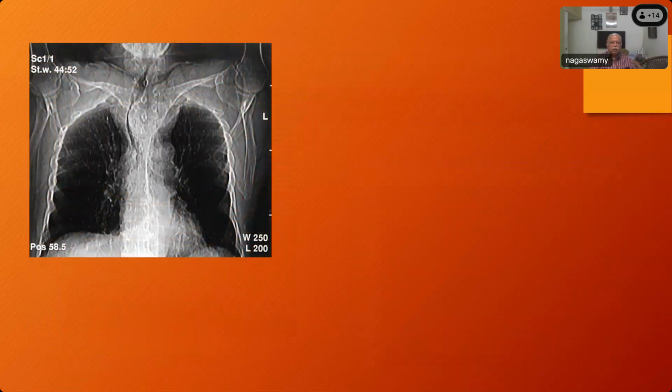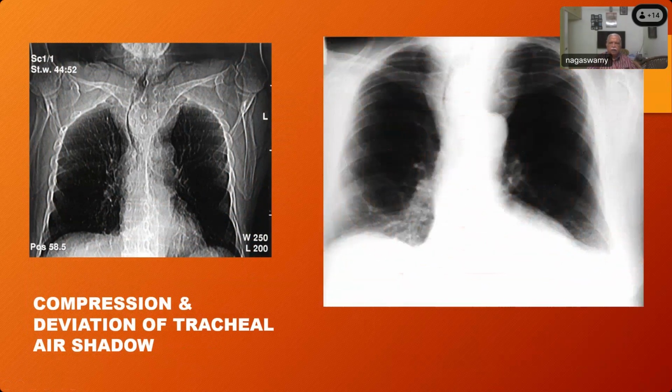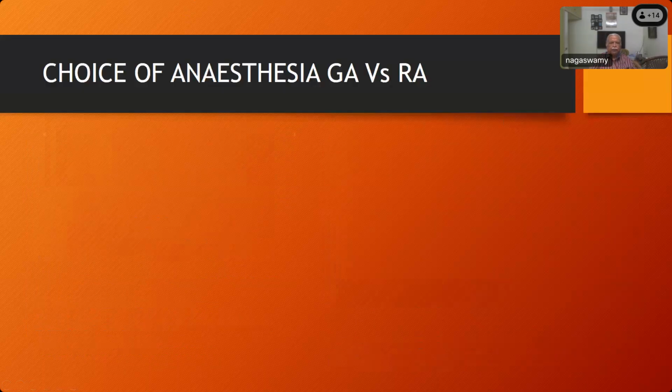And this is just an X-ray to show how a compression can happen. This is the normal tracheal air shadow. Then a retrosternal goiter producing compression and deviation of the air shadow. And this is the retrosternal gland producing enlargement of the upper mediastinum.